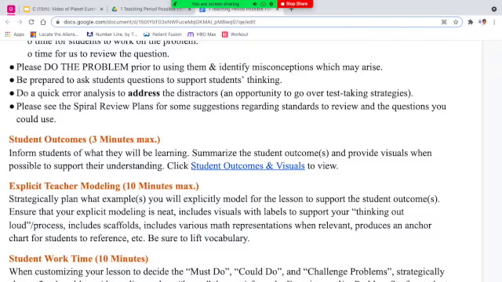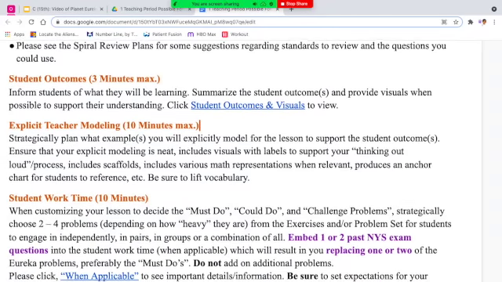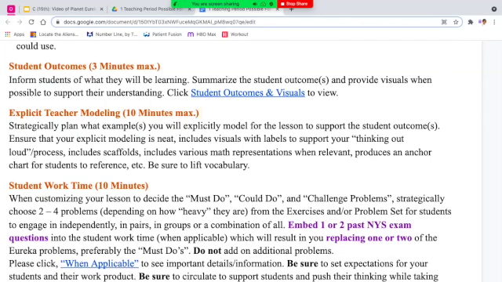Let's move right along to student outcomes. You want to be able to explain to students what they're going to be learning in a lesson, but you don't want that to maximize your time. So give yourself a maximum of 3 minutes to do that. Summarize the student outcome or outcomes and provide visuals when possible to support their thinking. Let's see what I mean by that.